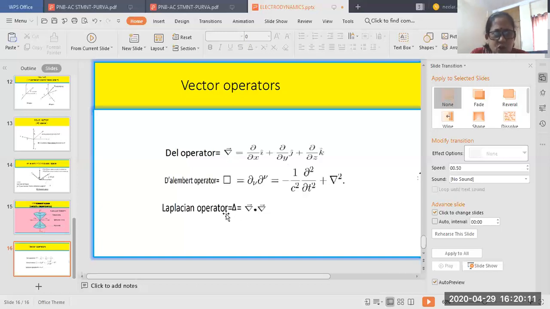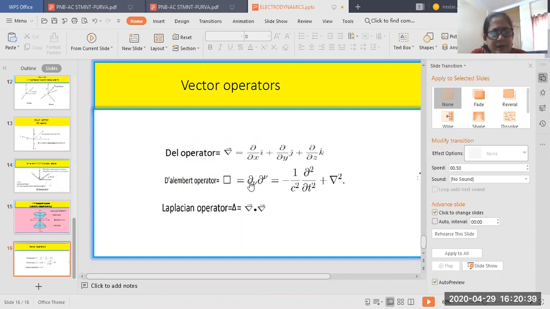So what is a Laplacian operator? It is del square. So you can write a Laplacian operator here. A Laplacian operator minus 1 by c square dou square by dou t square, that is the D'Alembert operator. You see here this is a 4 vector. This one is called a covariant 4 vector, and this is called a contravariant 4 vector.